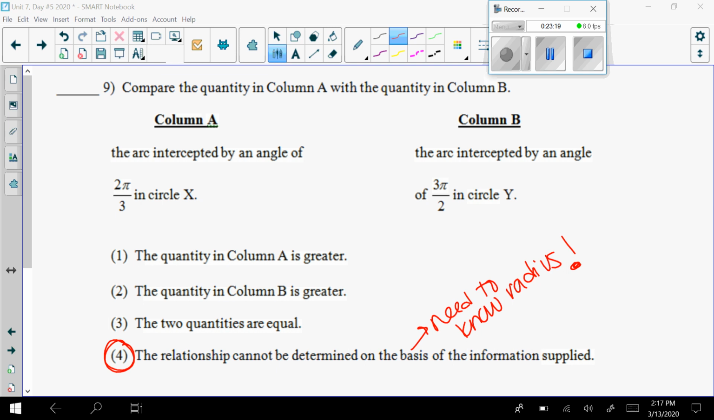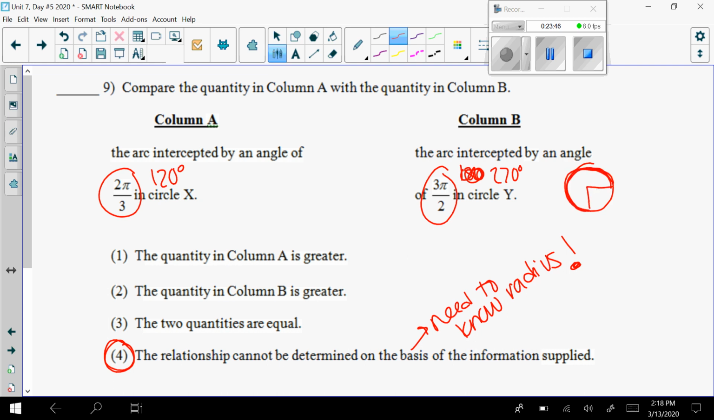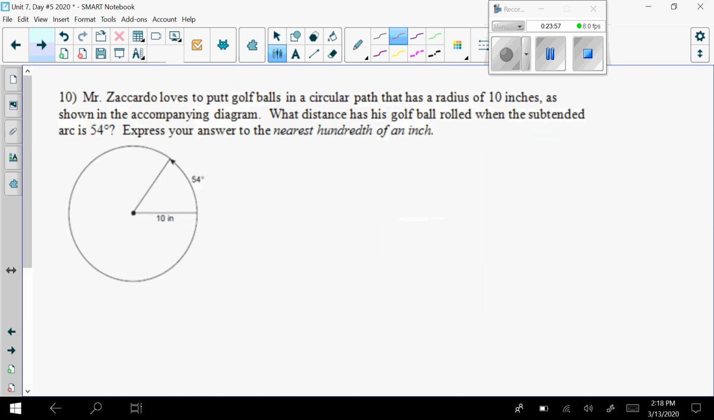For this one, you can't compare arc length without the radius. Just because it's a bigger angle doesn't mean it's a longer arc. This one is 120 degrees if you convert it, and this one is 90 times 3, 270 degrees. So even though this is a bigger angle, it doesn't necessarily mean it's a bigger arc, because 270 degrees could be a really tiny circle, and then my 120 degrees could be a really huge circle. So therefore, this arc could be longer than that arc. Okay, so that's not enough information.